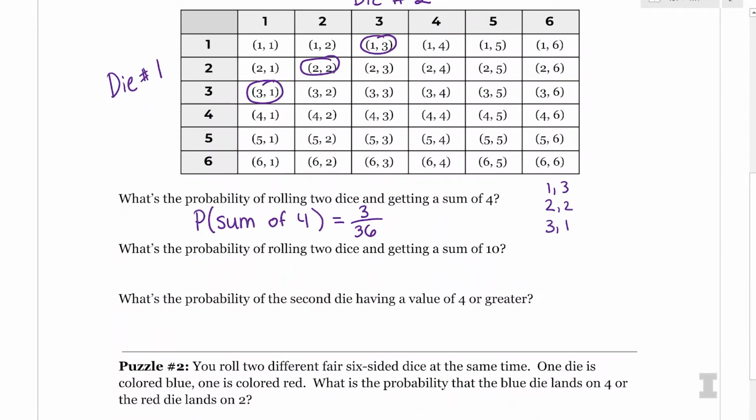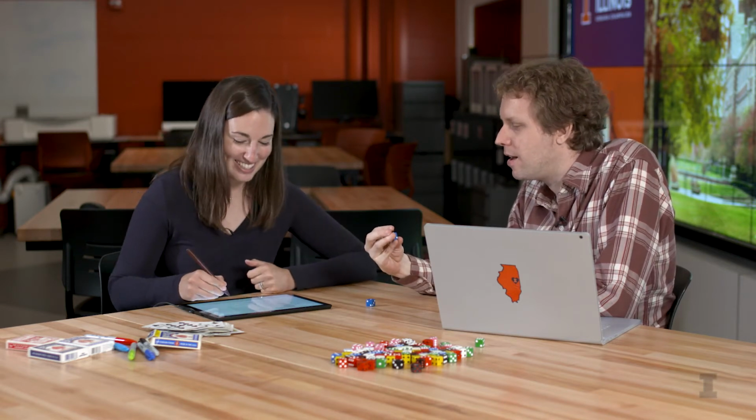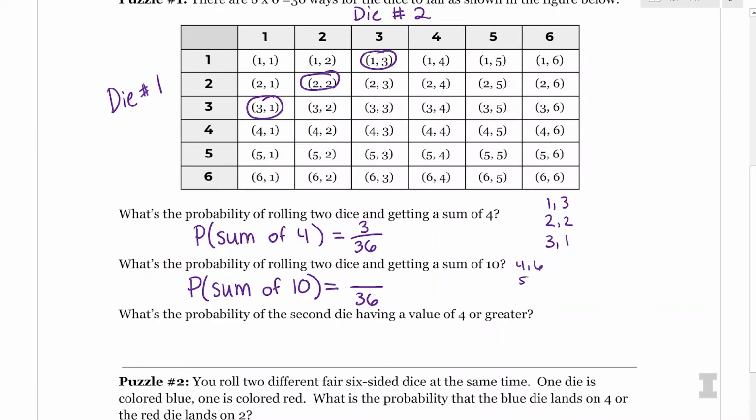We can do the same thing for getting a sum of 10. What's the probability of getting a sum of 10? I know the denominator is going to be 36 because I have 36 possible outcomes. Then we can also think, what are the ways we can get a sum of 10? It's a lot bigger, so there's probably more possibilities. Let's see, I'd have to get a 4 and a 6, 5 and a 5, or 6 and a 4? And I think that's it, right? It seems like there should be more, but I think that is it.